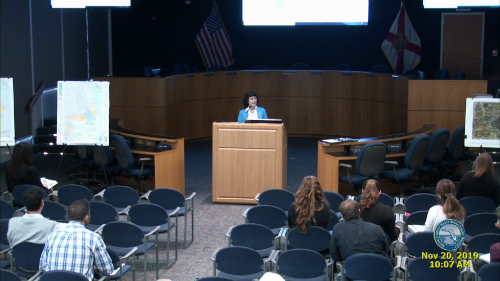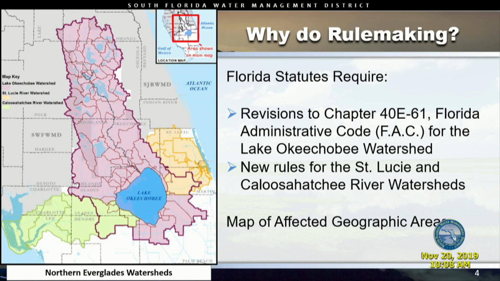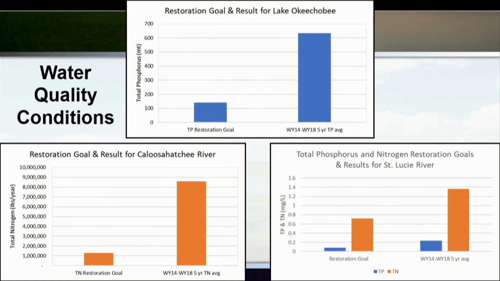We're going to discuss what is the Northern Everglades. And so this map on the left-hand side of this slide shows the Lake Okeechobee watershed in purple, the St. Lucie River watershed in this orangish-yellow color, and the Caloosahatchee River watershed in this green color. And if you're wondering, well, why are we doing rulemaking? Well, as Pam mentioned, specifically, the Florida statutes have directed the Water Management District to revise the 40E-61 rules for Lake Okeechobee and to develop new rules for the Caloosahatchee and St. Lucie River watersheds. And you may be wondering, well, why does the Florida statutes say that?